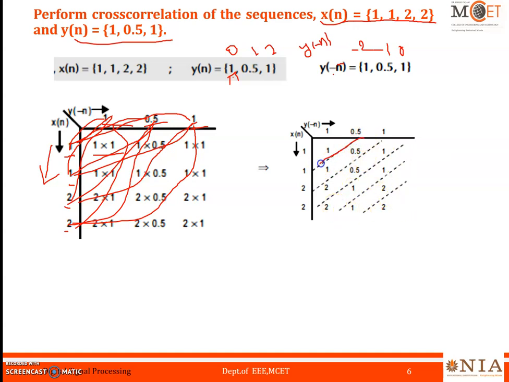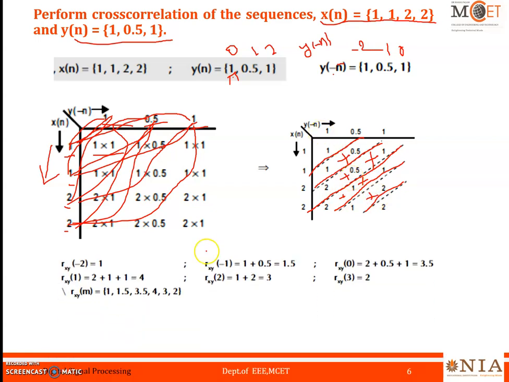Now divide the diagonals in the matrix. You will have a separation like this. Now add the values in the diagonal part. Now what's the value you will get? 1, 1.5, 3.5, 4, 3 and 2. So this is the cross correlation between the two sequences. This is the way we have to find out the cross correlation between two sequences.